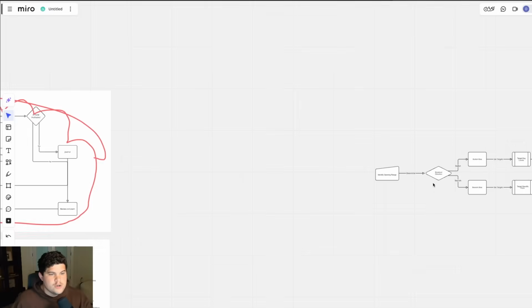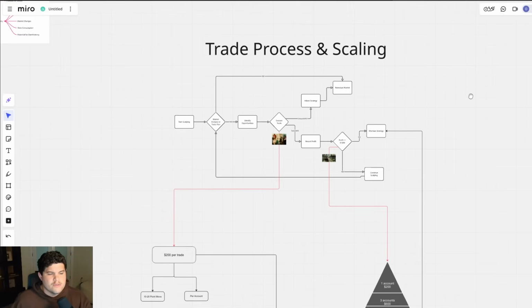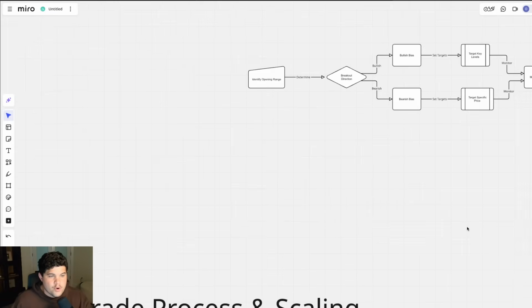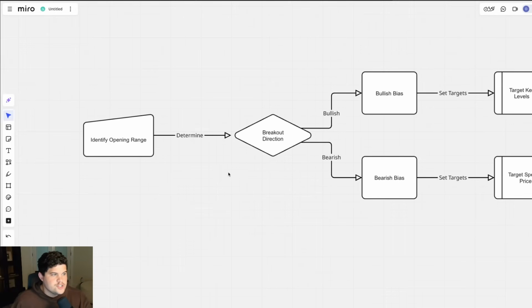Now, I'm also going to go into detail. I'm going a little bit all over the place, but I'm going to go into detail about the scaling as well, and I'll go into that here in a second. But we're going to go more into the strategy first. Okay, so let's jump right into that.